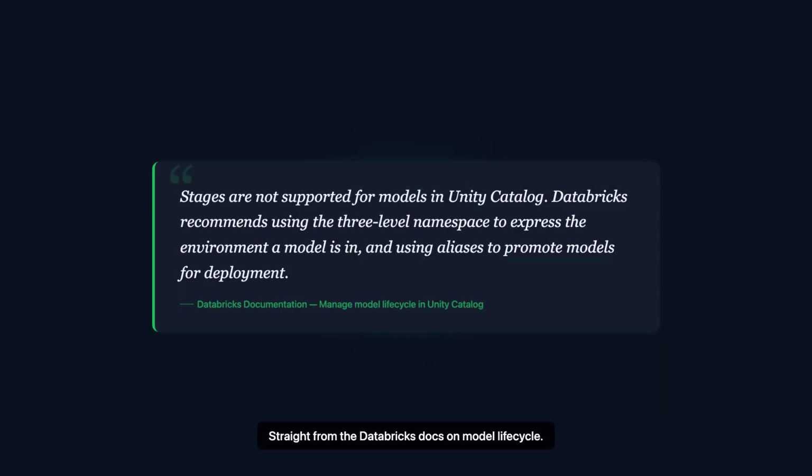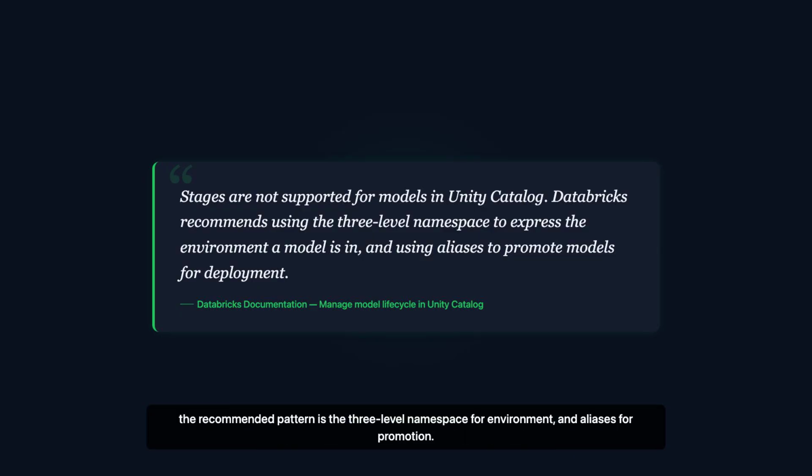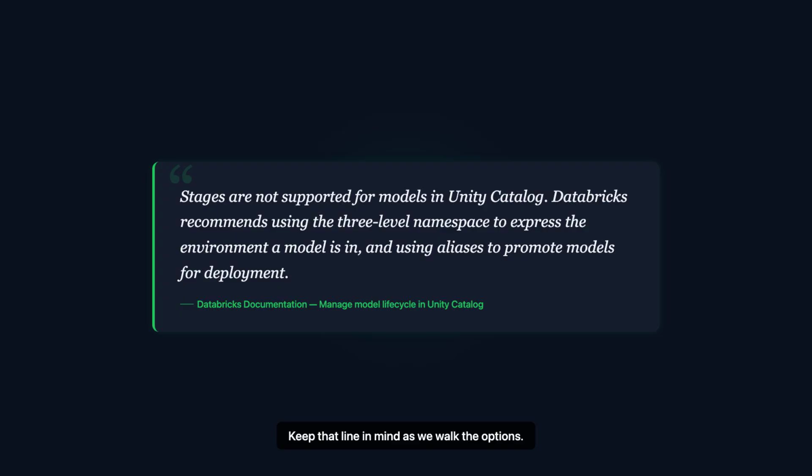Straight from the Databricks docs on model lifecycle. Stages are not supported for models in Unity Catalog. The recommended pattern is the 3-level namespace for environment and aliases for promotion. Keep that line in mind as we walk the options.